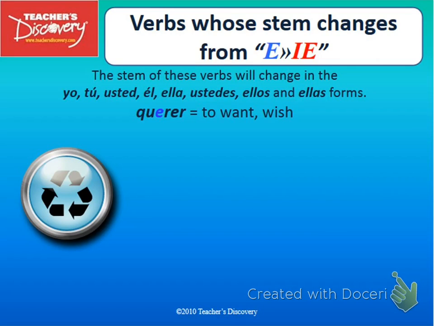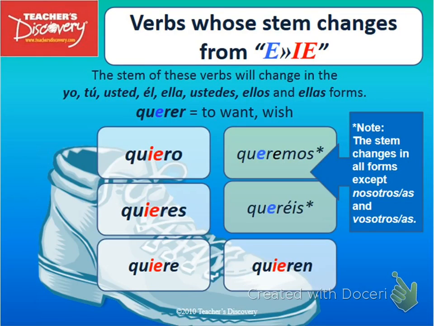The second family of verbs is E to IE. We did the verb querer in Spanish 1, and we knew that querer changed from E to IE inside the boot, which means the nosotros form doesn't get the change. That's a common mistake to make, to make the change for all of them, but not all of them get it. That's why we call them boot verbs.